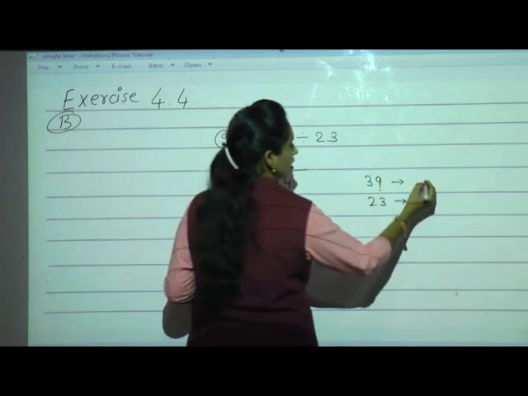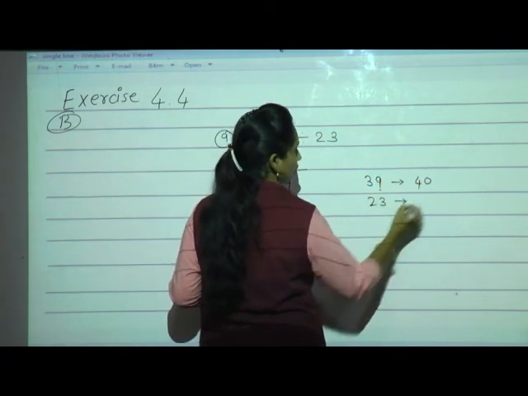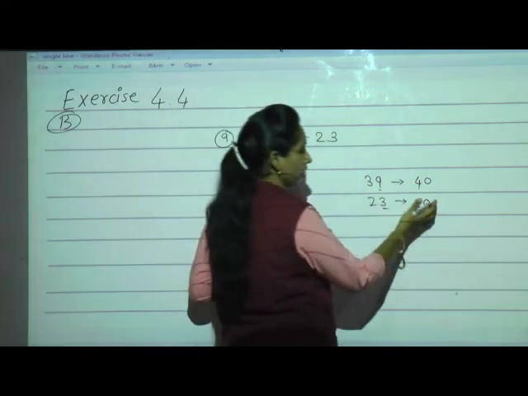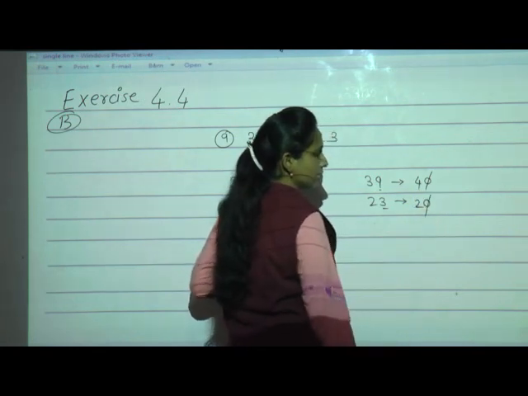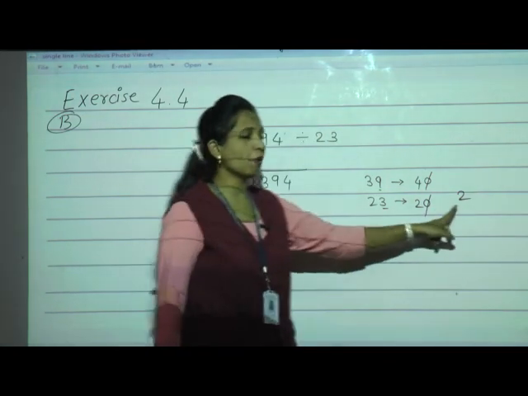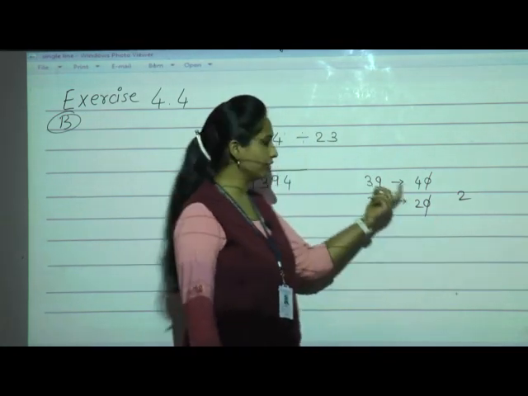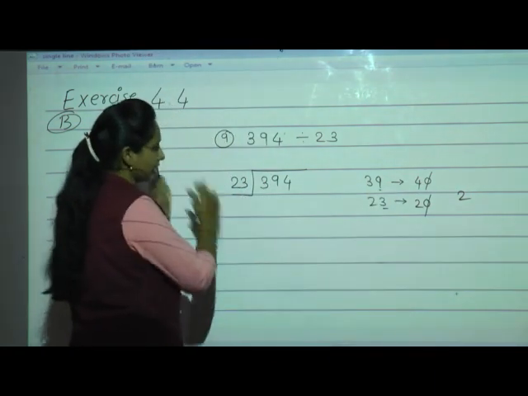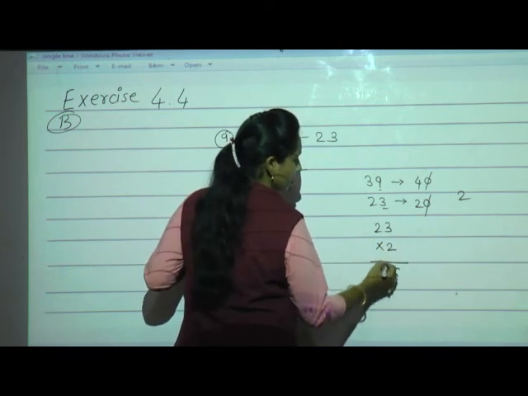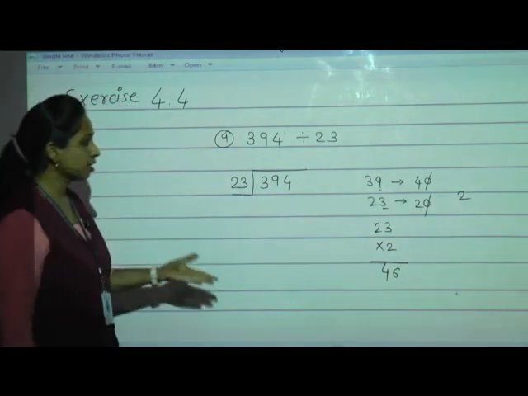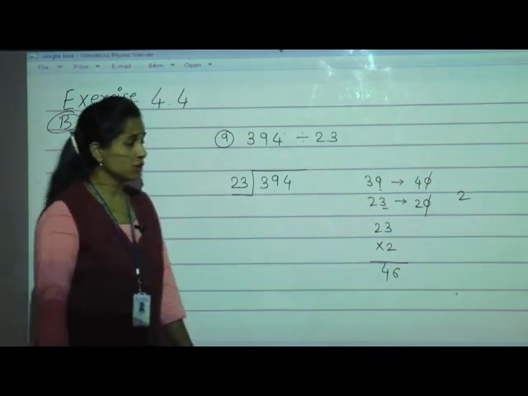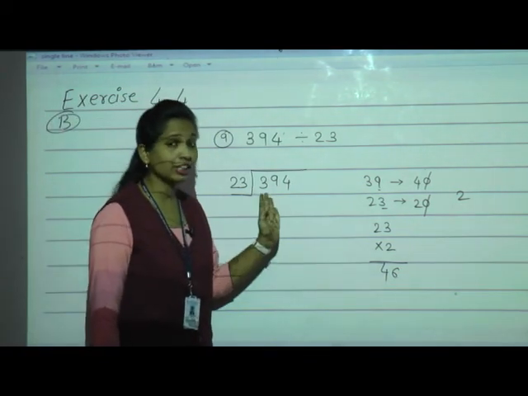Now 39 means 9, place 0, add 1, 40. 3 means 0, 2 as it is. Now we got estimate numbers. Now cross 2 zeros. What is remaining? 2 times 2 means 4. This is the estimate quotient of this number. With this only we will try. 23 twos are, 2 3s are 6, 2 2s are 4, 46. See students, 39 is greater or 46? 46 is greater. So we cannot subtract, we cannot take this number.